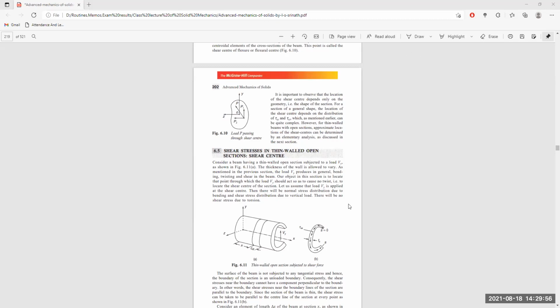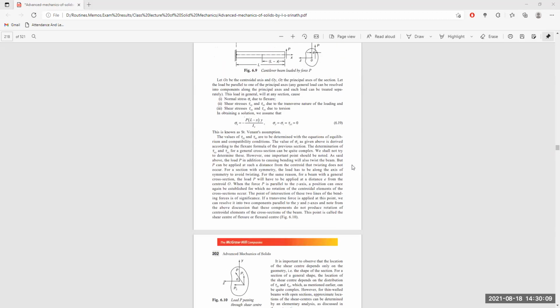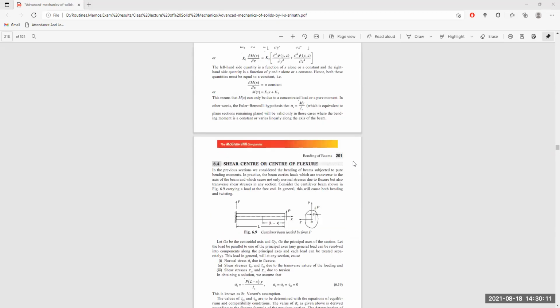Let us start our next portion of our chapter, which is the calculation of shear stress of different types of bending itself. Now, in the last class we have discussed what is the shear center, or center of the curvature itself. Shear center or center of curvature, both are two names of a particular phenomenon here.